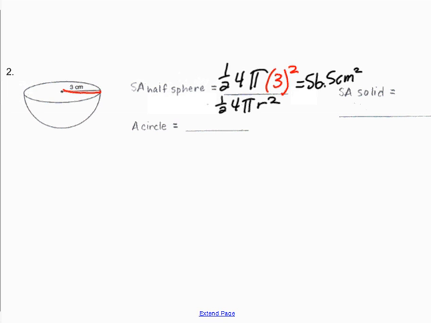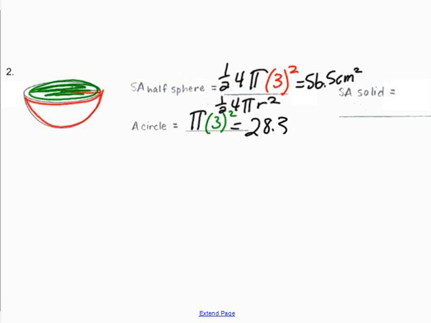Now we need the surface area of this circle, because we just calculated the surface area of this. So now that circle is going to be pi r squared. And the radius again is 3. When you calculate that out, you end up with 28.3 centimeters squared. Add them all together and you get 84.8 centimeters squared.